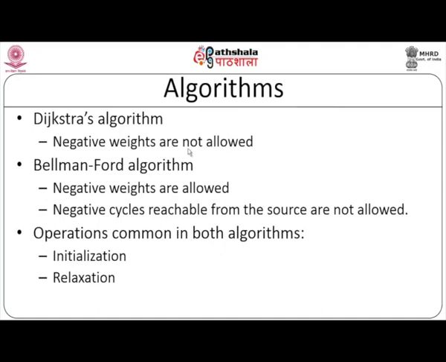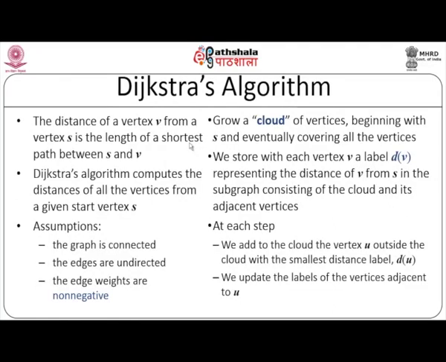So, there are basically two algorithms. In Dijkstra's algorithm, negative weights are not allowed. In the Bellman-Ford algorithm, negative weights are allowed, but negative cycles reachable from the source are not allowed. That is the only condition. Operations that are common to both algorithms, which we have already discussed, are initialization and relaxation. Now, let us look at Dijkstra's algorithm. The distance of a vertex V from a vertex S is the length of the shortest path between S and V. We have already seen that.